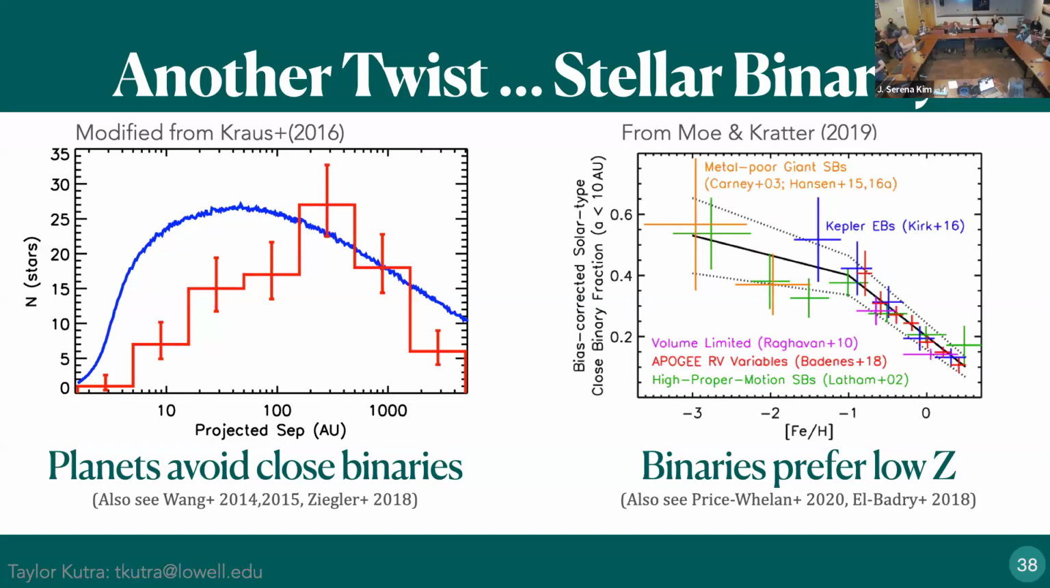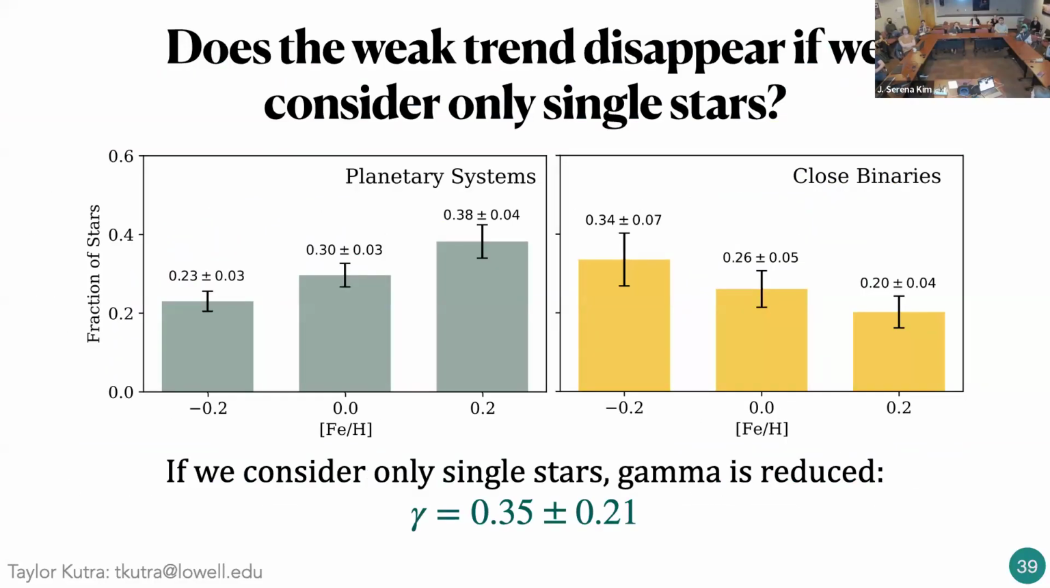And then a couple of years ago, Maxwell Moe and Kaitlin Kratter did this work about how binaries prefer lower stellar metallicities. It turns out that there are more single high metal-rich stars than there are low metallicity stars. And so we wanted to know, okay, does this already weak correlation for the super Earths, the Kepler planets, disappear if you consider that these planets don't form in systems with binaries? And so when we took that into account, gamma got smaller, almost consistent with 0.